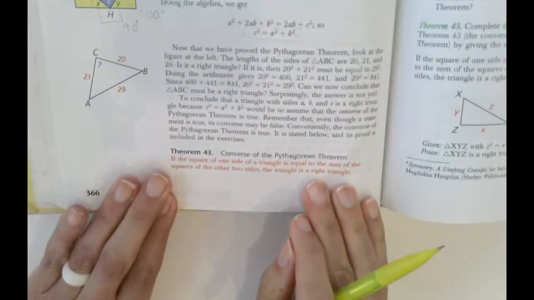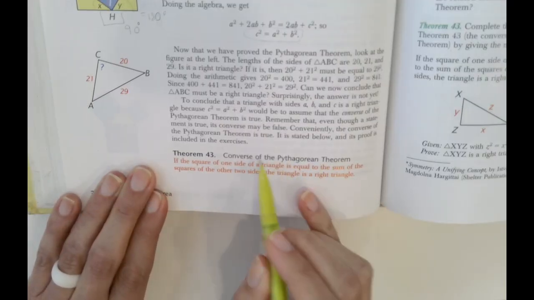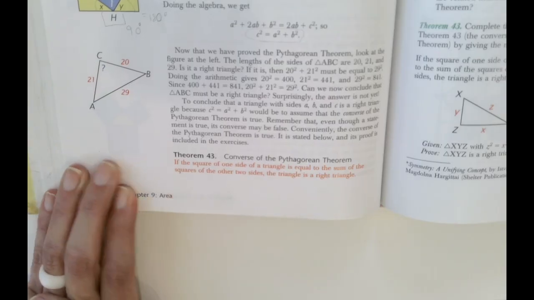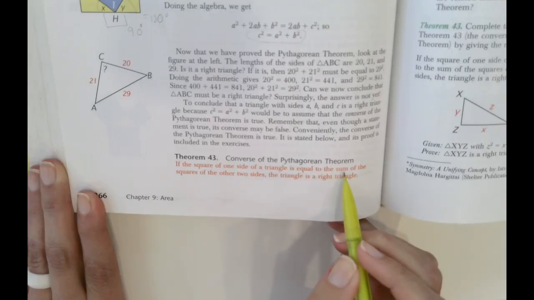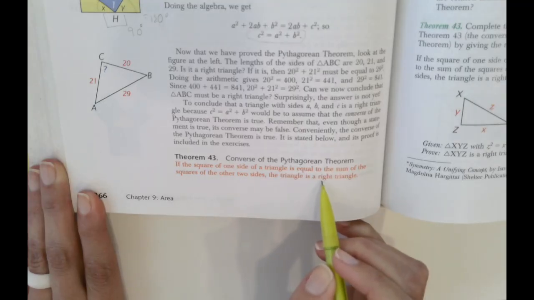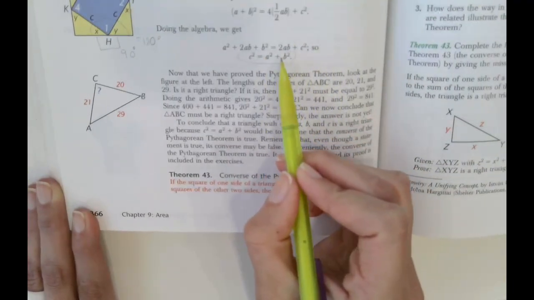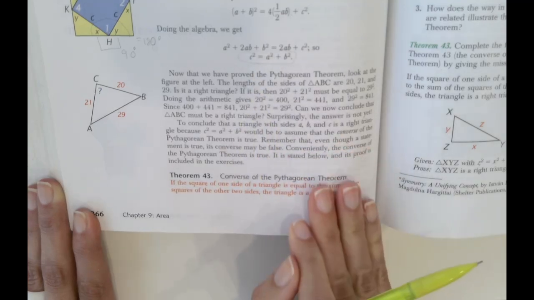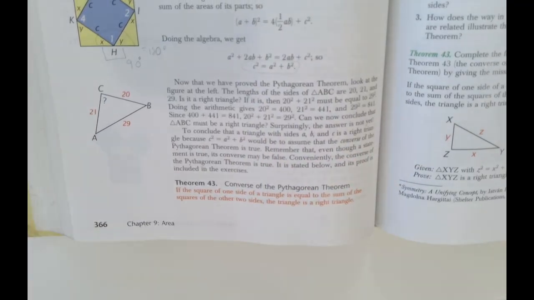Okay, Theorem 43, converse of the Pythagorean theorem. Converse. What does this normally mean? Converse normally means the opposite, right? So if the square of one side of a triangle is equal to the sum of the squares of the other two sides, the triangle is a right triangle. So basically it's saying that if this is ever true, therefore it is a right triangle, because the Pythagorean theorem only works with right triangles. Okay, great job.